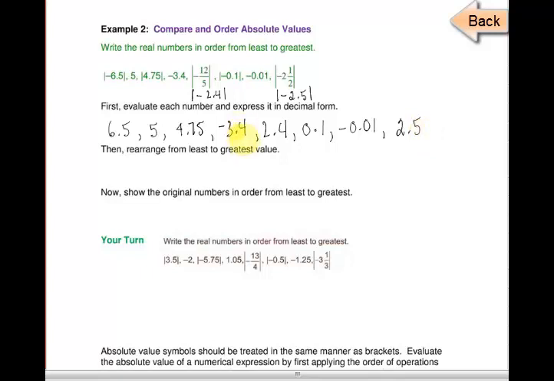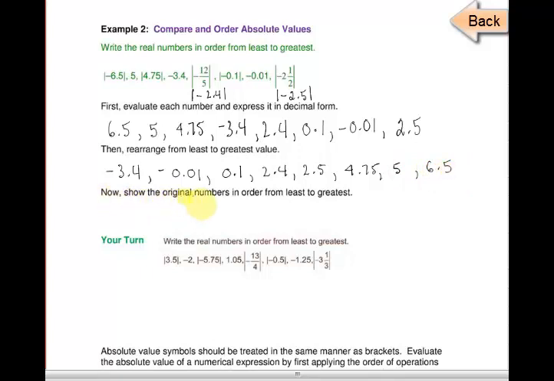The smallest number here is negative 3.4, so we put that first. And then the next number is negative 0.01, because it's closer to 0 than negative 3.4 is. And then 0.1, and then 2.4, and then 2.5, and then 4.75, 5, and 6.5.